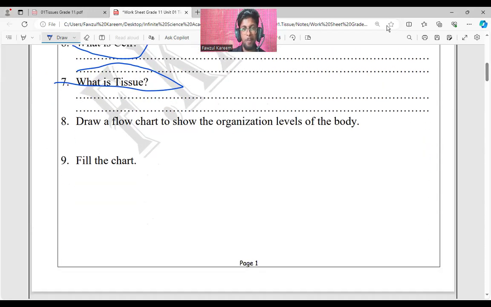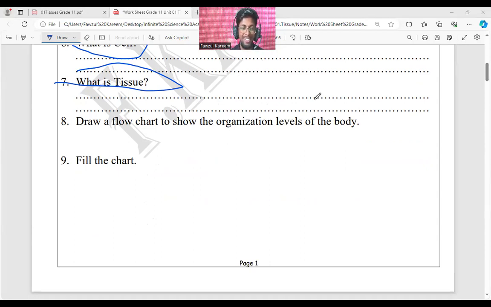What is a flow chart? Can anyone say? Flow chart. No, you can say, I explained it in this class today itself, I think 5 or 10 minutes before. What shall I explain? What is a flow chart?